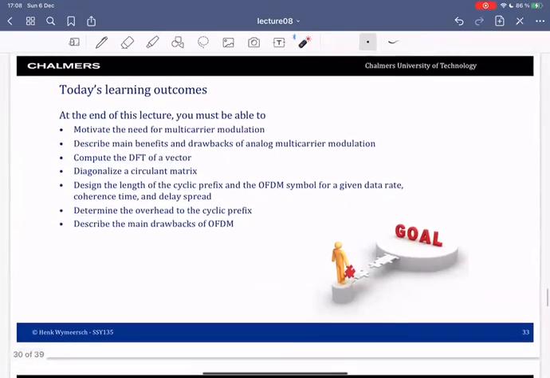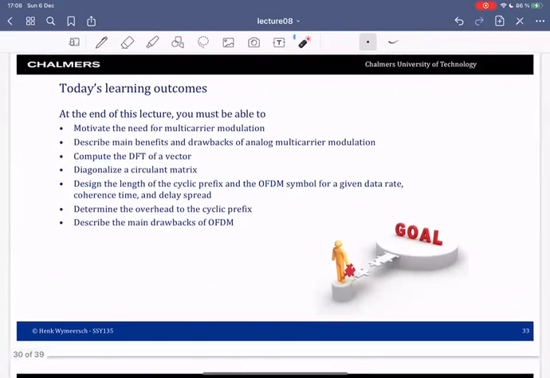So this brings us to the end of this lecture. Again, a quite long lecture on OFDM. So you've seen why OFDM, or multi-carrier modulation, is important, and the benefits and drawbacks of analog multi-carrier. Then we spent a lot of time on digital multi-carrier using DFTs, diagonalization of circulant matrices, the design of OFDM systems, the overhead due to cyclic prefix insertion, and also some of the drawbacks of OFDM. So this ends this lecture, and then I will see you soon for the multi-user lecture.